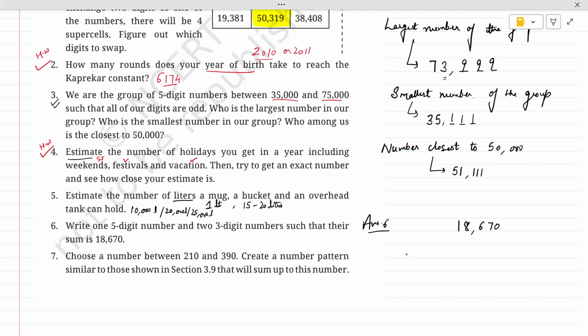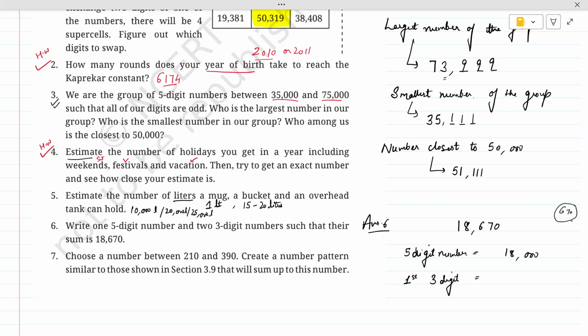If you look at this number, the answer lies in this only. So the first 5-digit number we can have here, I can straight away write 18,000. Okay, that is the first 5-digit number. And now we need two 3-digit numbers. So when I subtract 18,000 from 18,670, I am left with 670. And now I need two 3-digit numbers.